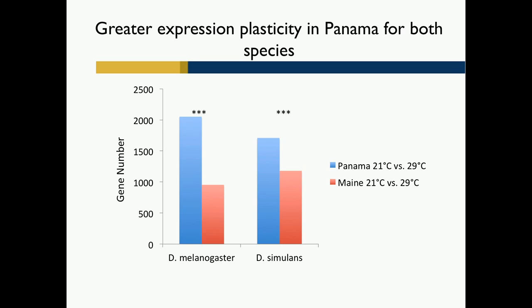So firstly, we want to compare within species. We found that for both species, there is greater expression plasticity in Panama, which is a tropical population. This is opposite to the classic view that a lot of people hold, that in Drosophila species, temperate populations tend to have strong phenotypic variation.